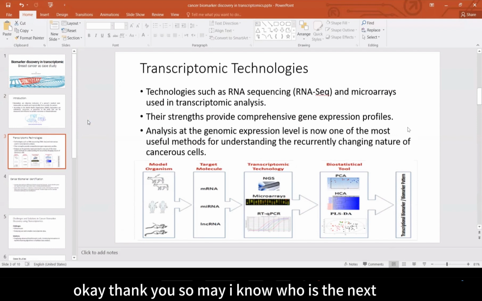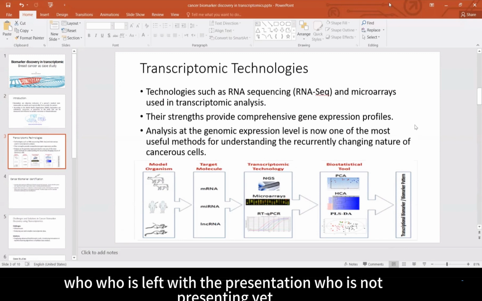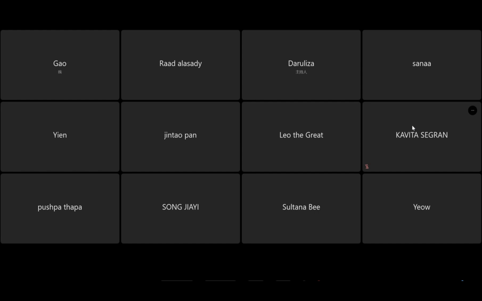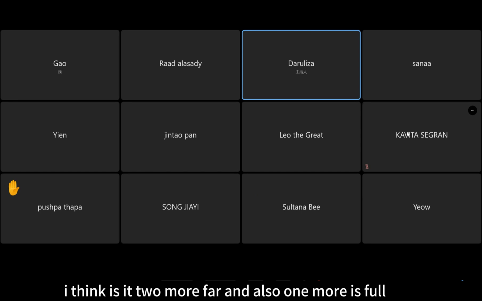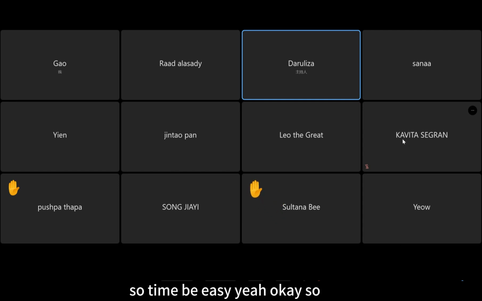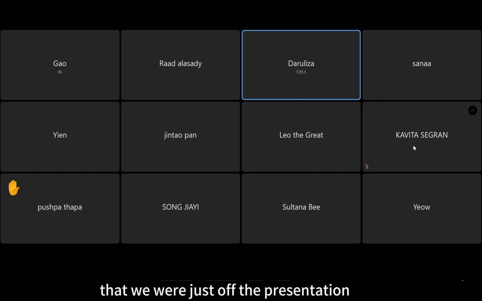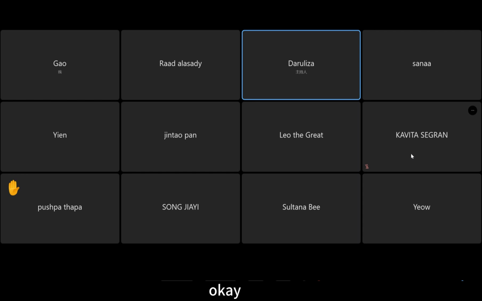So may I know who is next, who is left with the presentation, who is not presenting yet? Okay, we have two more, I think. Puspa and also one more, who? Sultana, is it? Okay. Can you do a presentation now? I will not break for prayers. I think we just complete the presentation, then we will end the session. You can go and pray, okay? Okay, doctor. Next presenter, please.